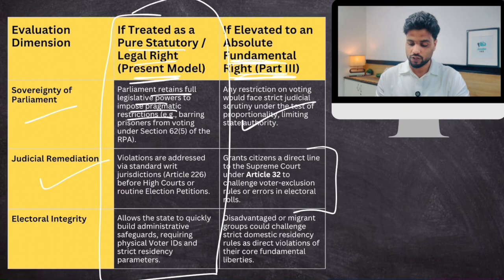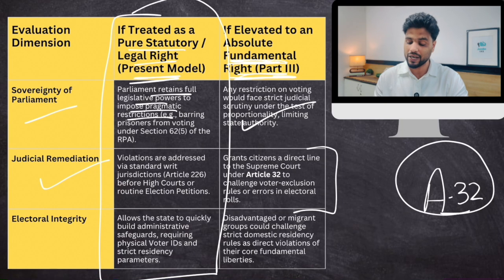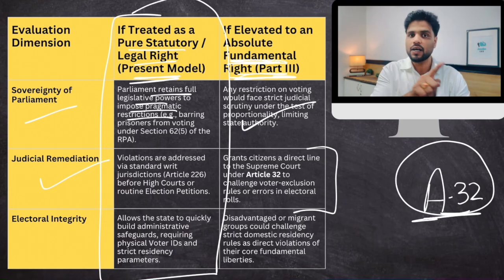But if tomorrow it is treated as a fundamental right, then you can directly go to the Supreme Court under Article 32, because Article 32 clearly says that if your fundamental right is violated or restricted, you can file a challenge to that government action in the Supreme Court directly. So you can directly go to the Supreme Court. Currently, you can't. And then electoral integrity.